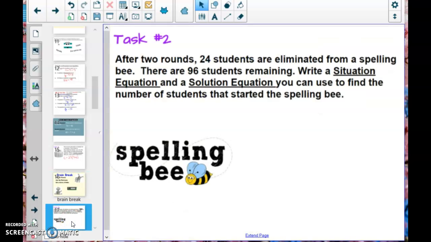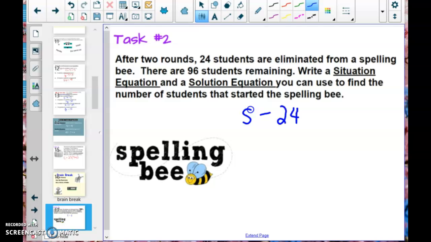Task number 2 says, after 2 rounds, 24 students are eliminated from a spelling bee. There are 96 students remaining. Write a situation equation and a solution equation you can use to find the number of students that started the spelling bee. Well, the number of students who started, which is S, minus the number of students eliminated, which is 24, has to equal 96.